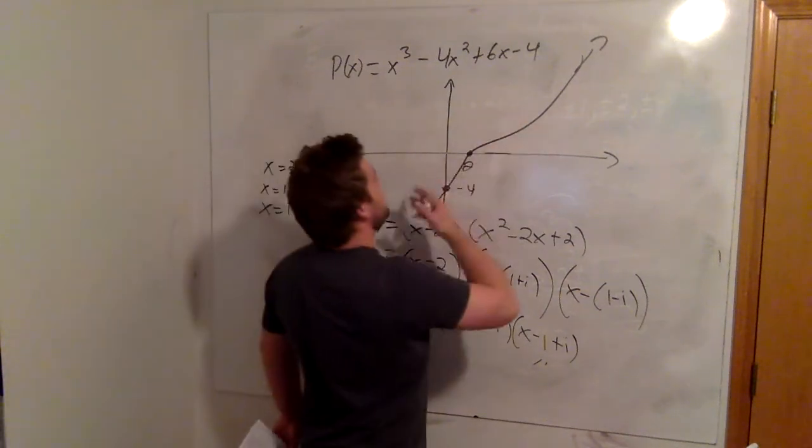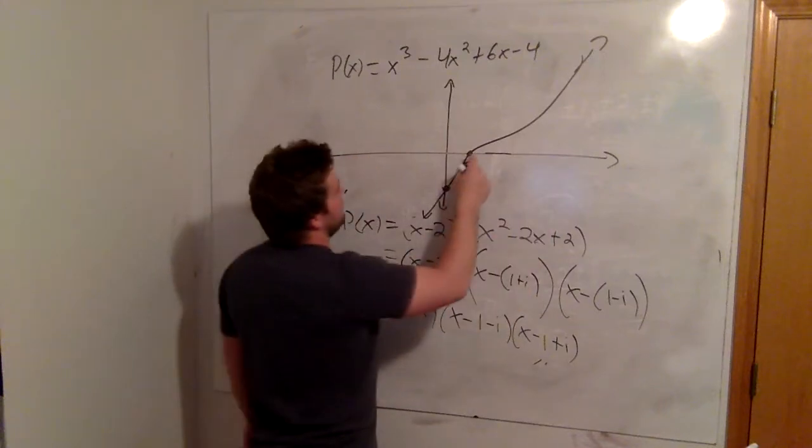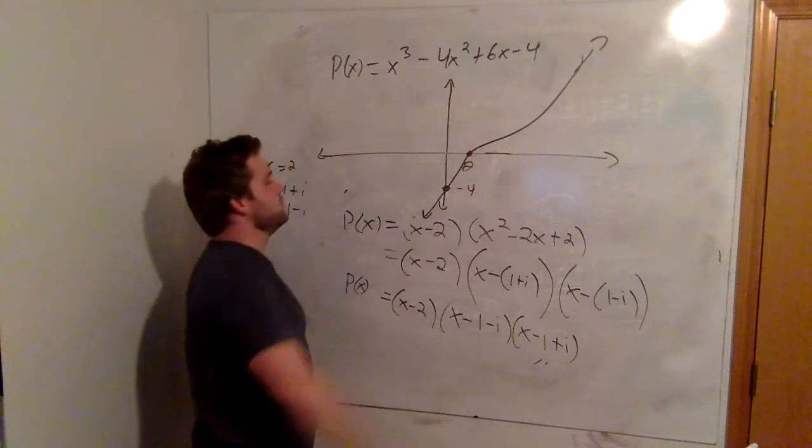I have its end behavior. I know where it's going to hit the y-axis. I know where it's going to hit the real axis. I know what's going to cross through that real zero.